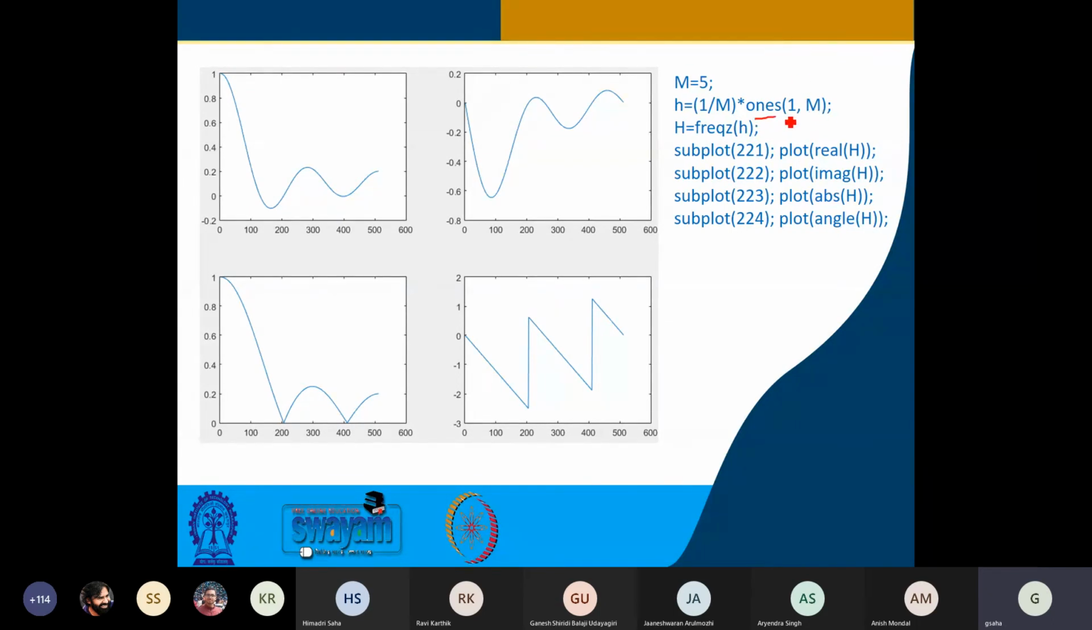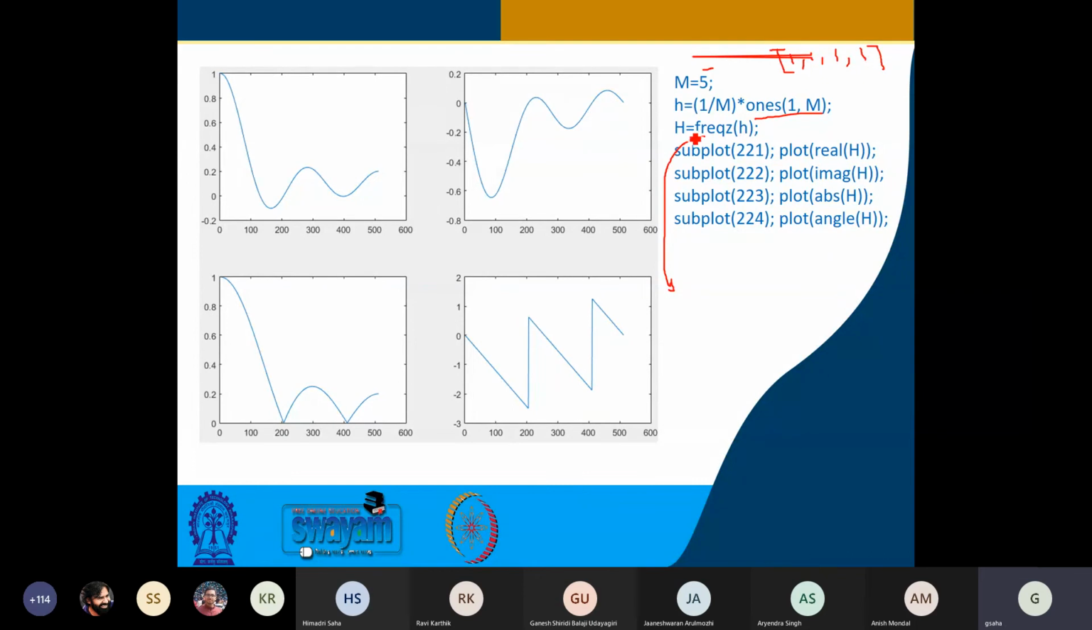That means this ones(1,M) is actually generating a vector. Each value is 1, and the length of this vector is whatever this M is. So that is 5. You can change it, and the length of the vector array will change. Each element is multiplied by 1 upon M, or 1 upon 5. So basically this becomes the response of a moving average filter of length 5. And then in MATLAB you have an inbuilt command, freqz, which gives you the frequency response.